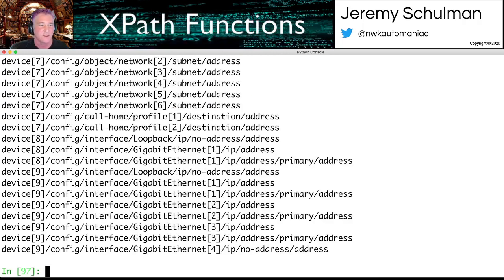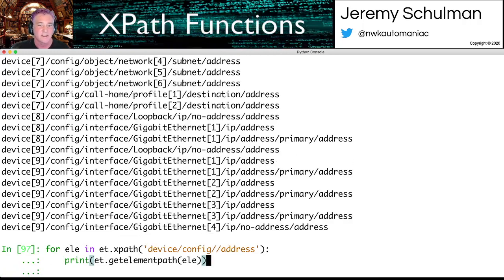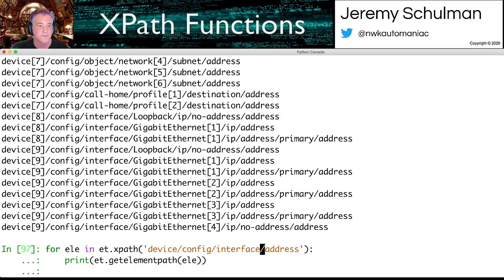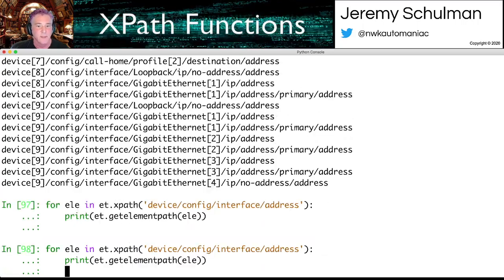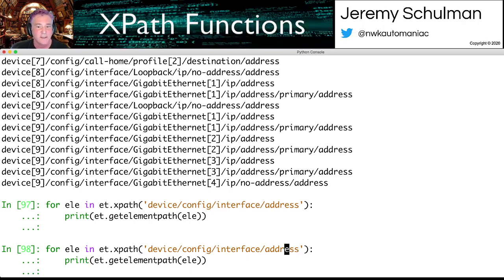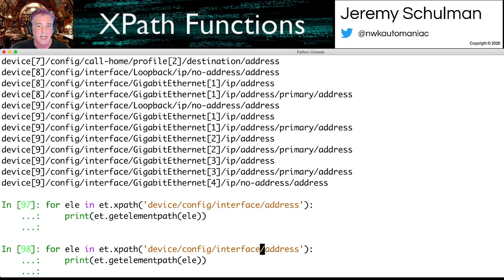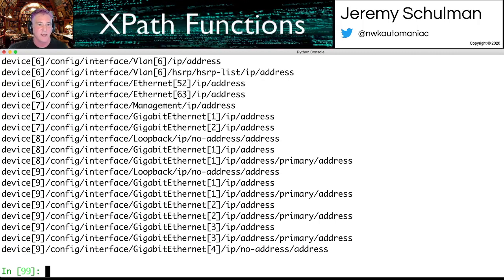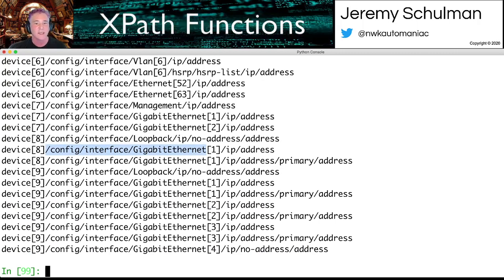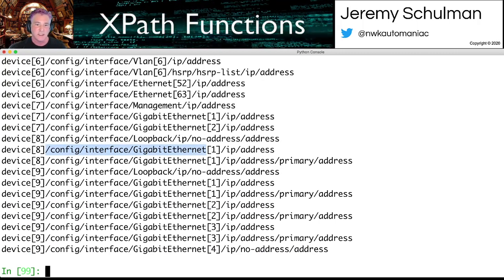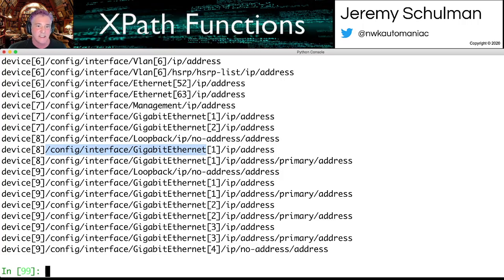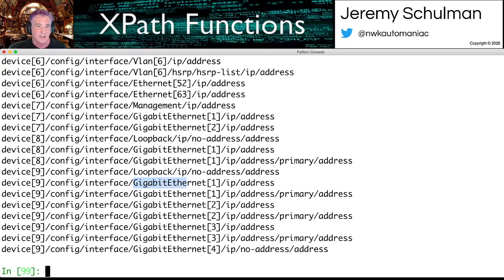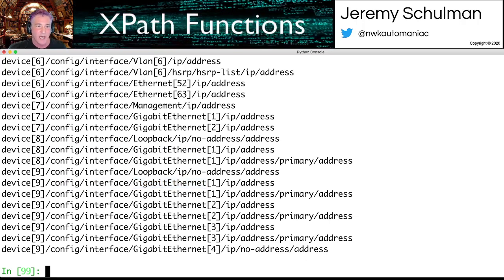Now, if I wanted to say config interface slash slash address, you can see now I started at the interface and I said I don't really care where it is, but go find it. And this is particularly useful because in this case, you can see that there are these tags called gigabit Ethernet and loopback, right?